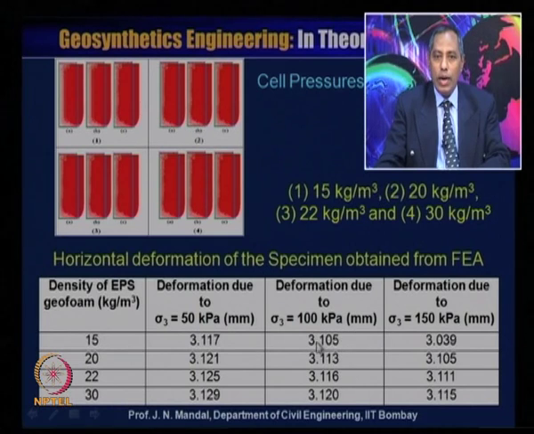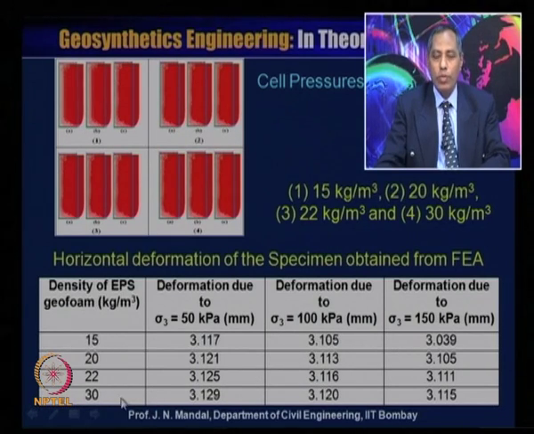When sigma 3 is 100 kilopascal, deformation is 3.105. When sigma 3 is 150 kilopascal, then deformation is 3.039. So there is no significant improvement of the deformation, or horizontal deformation, of the specimen obtained from the finite element method.